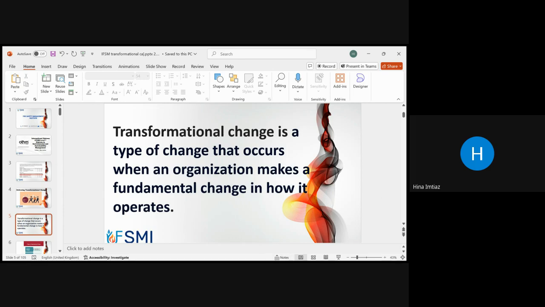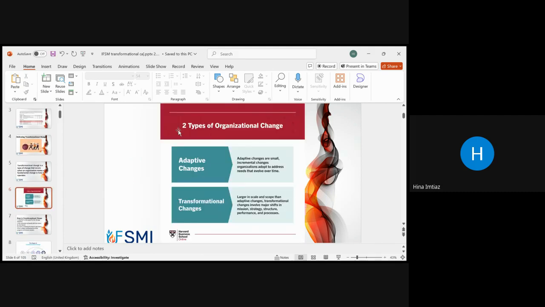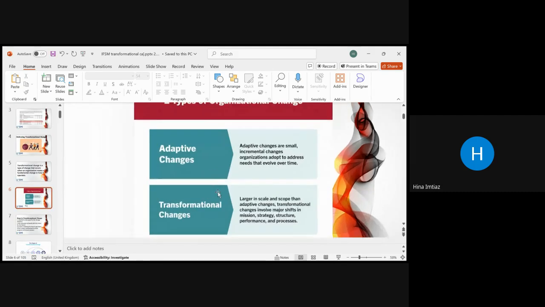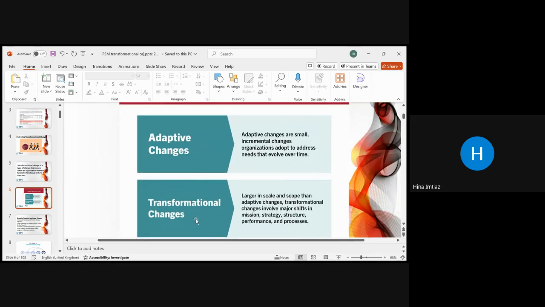So, moving towards the next one. Yeah, there are two types of changes: adaptive change and transformational change.